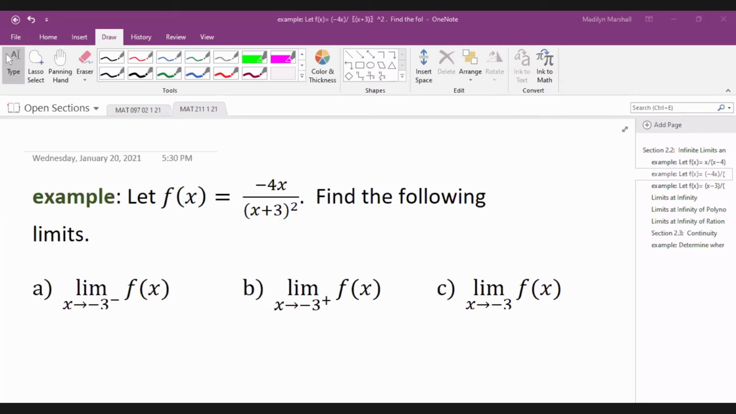So you can see what the graph is doing around the asymptotes.